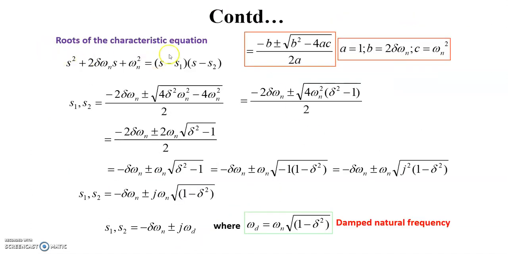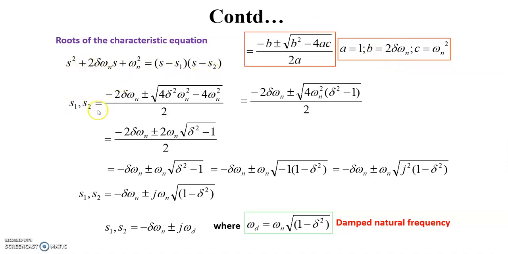So that minus b plus or minus root of b square minus 4ac divided by 2a. You can substitute this formula into your equation where a is equal to 1, b is equal to 2 zeta omega n, c is equal to omega n square. So that having two roots, because the second order system is having two roots.